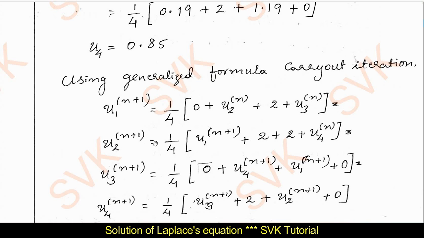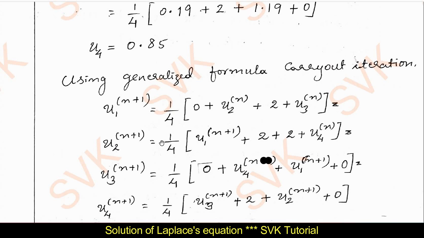Similarly, to find u2 at n plus 1, I use 1 by 4 times (u1 at n plus 1 plus 2 plus 2 plus u4 at n). Since I have already computed u1 at n plus 1, I use that. u3 at n plus 1 is 1 by 4 times (0 plus u4 at n plus u1 at n plus 1 plus 0). Similarly, u4 at n plus 1 is 1 by 4 times (u3 at n plus 1 plus 2 plus u2 at n plus 1 plus 0).